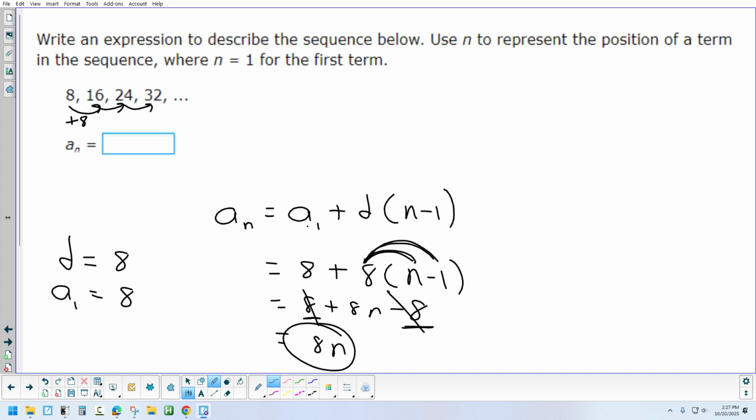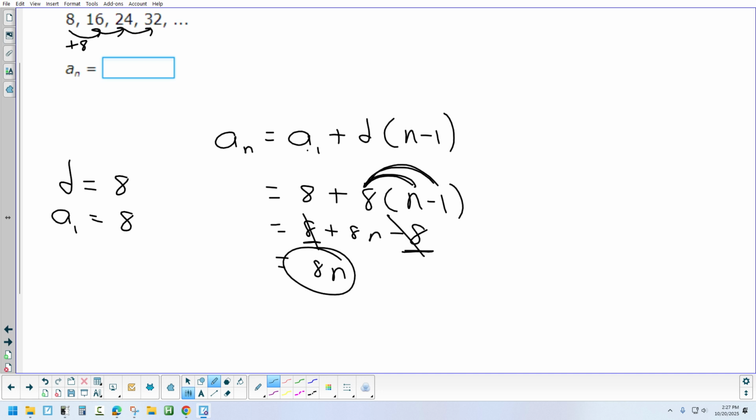Now, if I said to you, use that formula to find the 10th term, what number would you plug in for n? You plug in 10. And 8 times 10 would give you how much? 80. So if you wanted to know the 10th term, it would be 80. And I didn't have to figure out the 2nd, 3rd, 4th, 5th, 6th, 7th, 8th, or 9th. I just plugged in a 10, and I got 80. And that's how you find it. Any question on that?